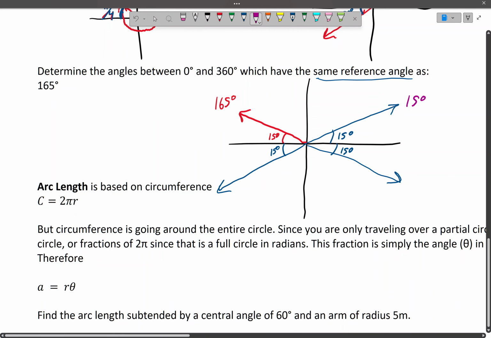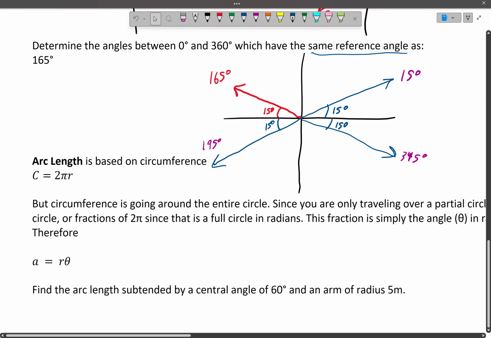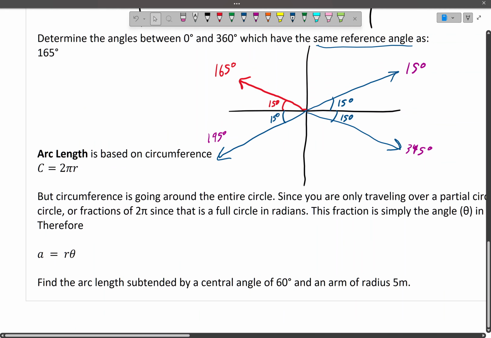So this one's 15, that one's easy. But the other ones are a little harder. This is 180 plus 15, so it's 195. This is 360 minus 15, so it's 345. Okay, so again, based off of basically our 20-1 skills here.